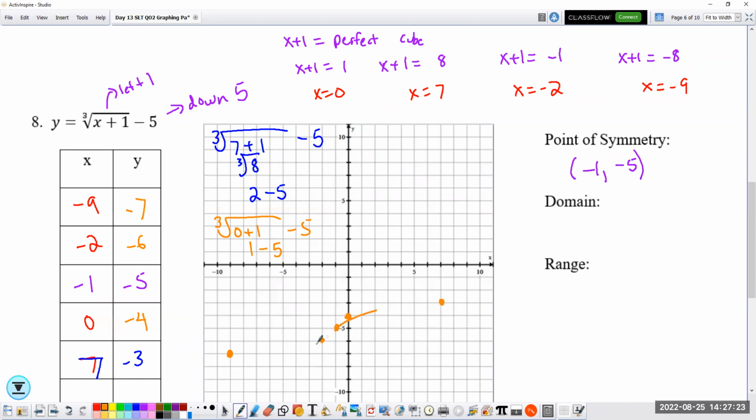So here, oh, I missed. Here is our cube root that has been moved left 1 and down 5. I missed a little bit, that's okay. It has a domain of all real numbers because it stretches from left to right. It has a range of all real numbers because it stretches from bottom to top.